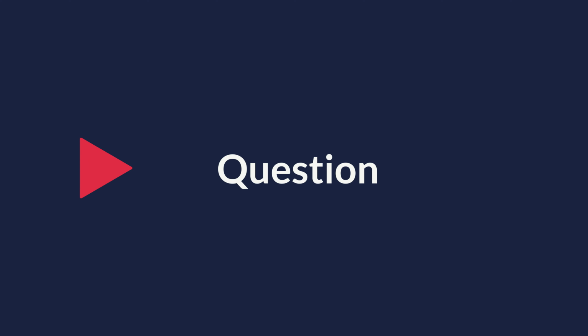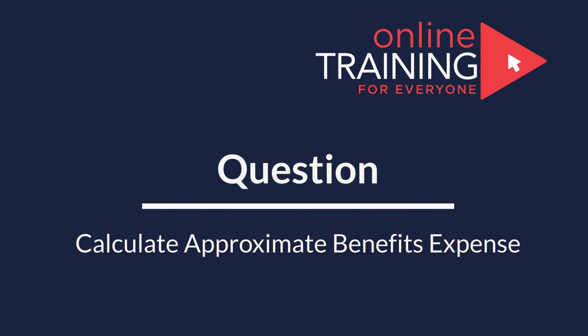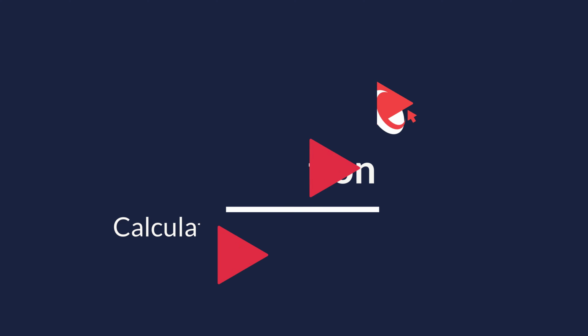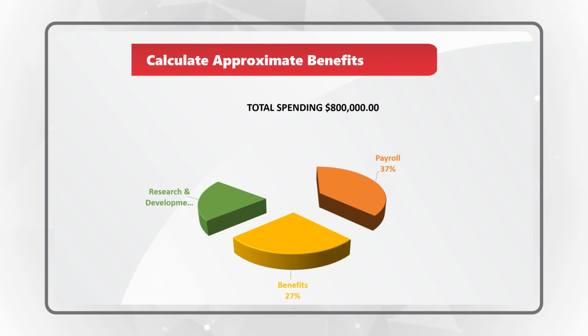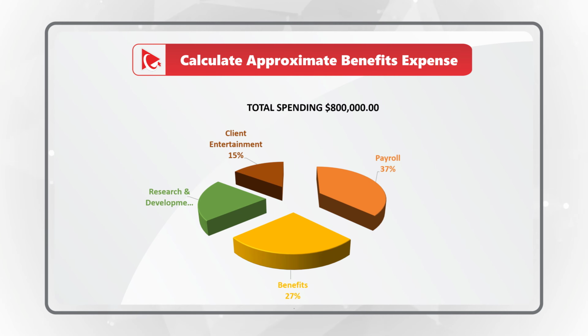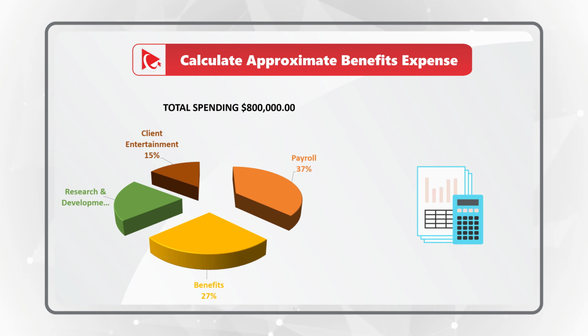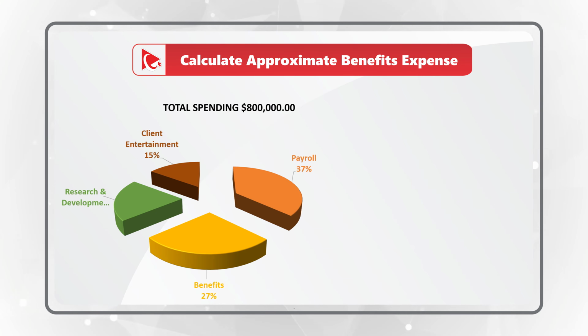Here's an amazing question with an unusual twist, which tests your knowledge of the pie charts. You're presented with total spending for the organization, and you need to calculate approximate benefits expense. In addition to benefits expense, you see payroll expense, research and development expense, as well as client entertainment. And your final selection is within one of 4 possible choices.